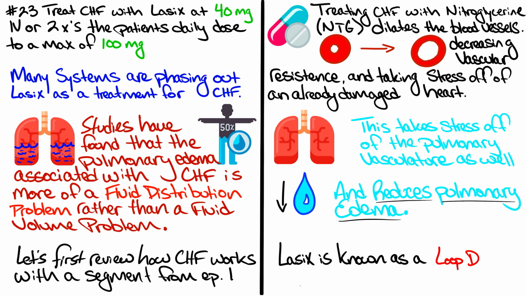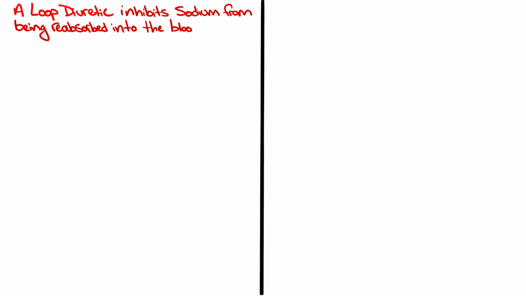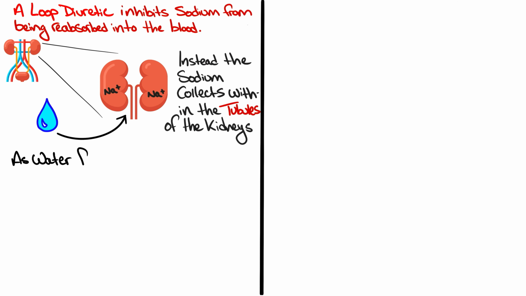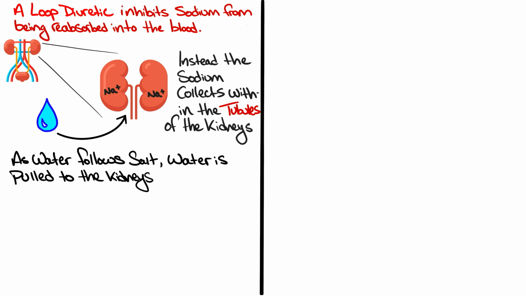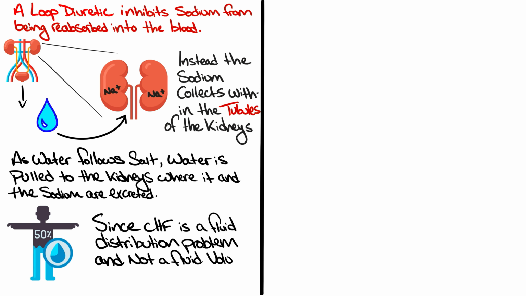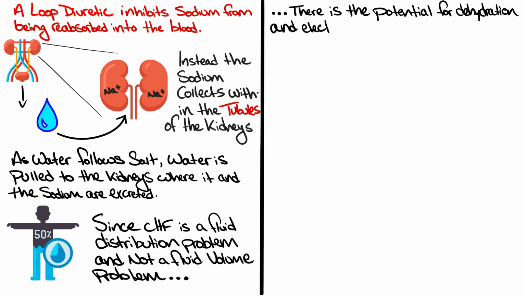Lasix is what's known as a loop diuretic. A loop diuretic inhibits sodium from being reabsorbed into the bloodstream. Instead, the sodium collects within the tubules of the kidneys. As water follows salt, water is pulled into the kidneys where it and the sodium are excreted. Since CHF is a fluid distribution problem and not a fluid volume problem, there's the potential for dehydration and electrolyte imbalances.